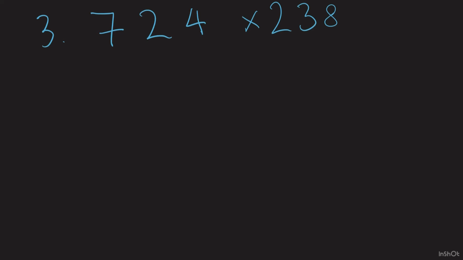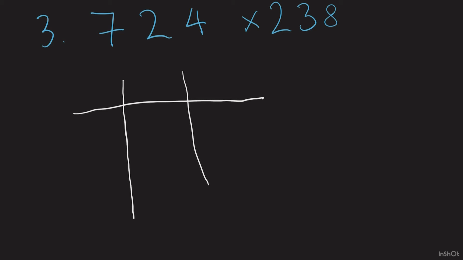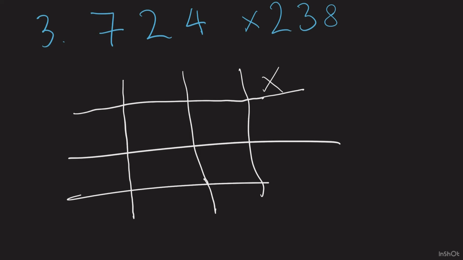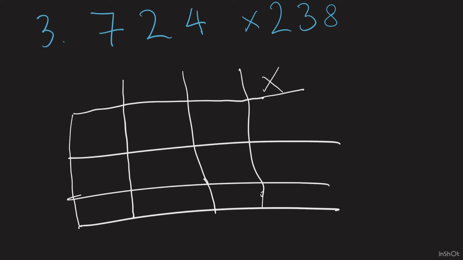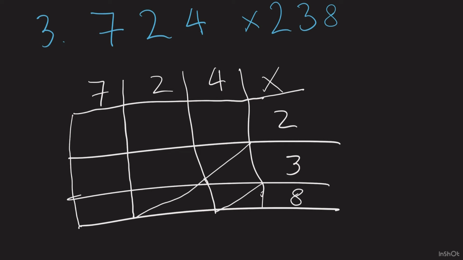Final question. So let's draw the grid out again. So now we have two 3-digit numbers. So draw out the grid again. And just draw it out exactly like this. There you go, close off that bit. And then put the numbers here. So 7, 2, 4, 2, 3, 8. Perfect. And just have these diagonal lines that go all the way across, like this.